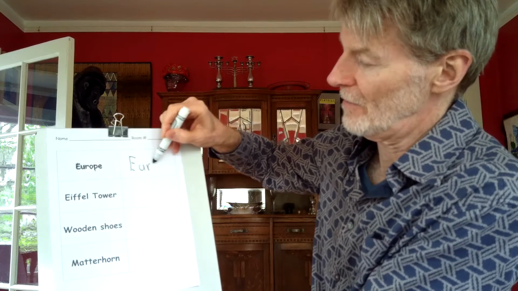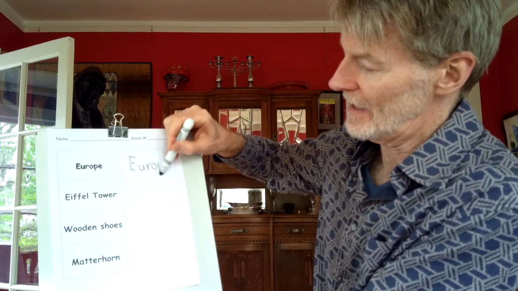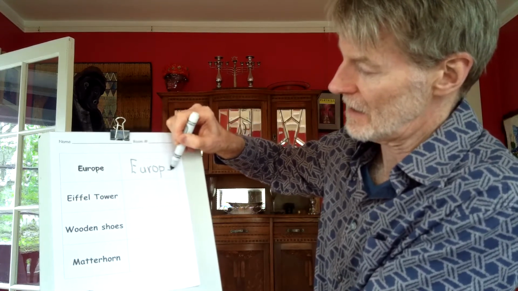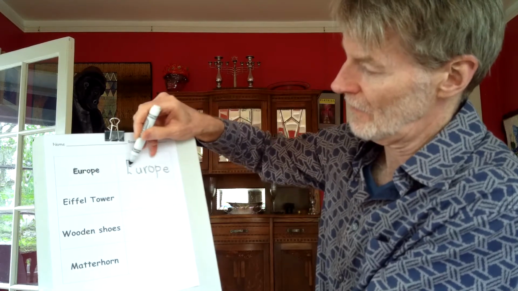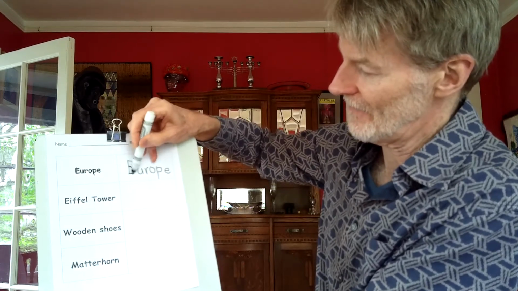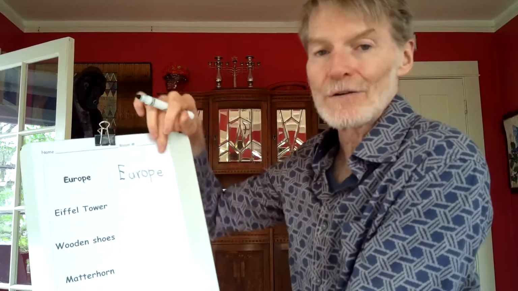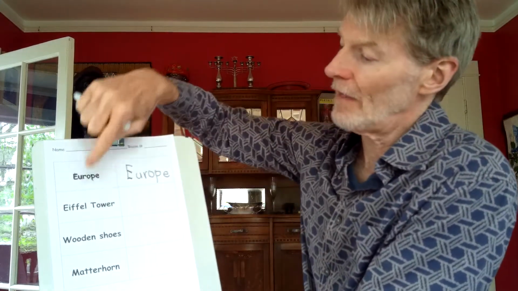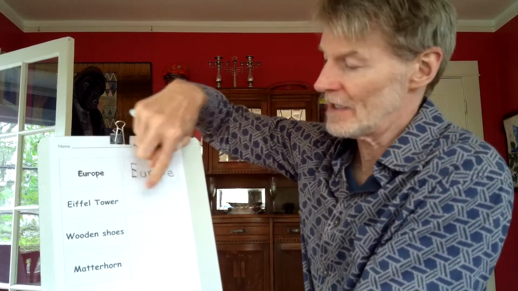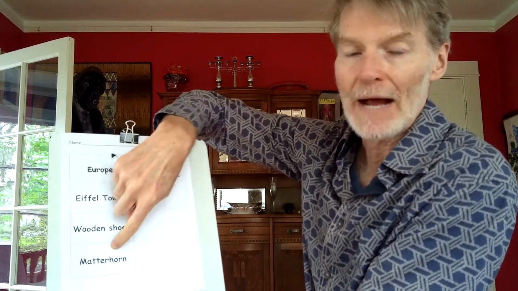Printing could be a little bit better, but I'm writing sideways so you can see the letters instead of my hand hiding them while I'm writing. Ooh, that was a very strange E. Europe. So we did trace and write. And then you do the next one, Eiffel Tower, trace and write. Wooden shoes, trace and write. Matterhorn, trace and write.